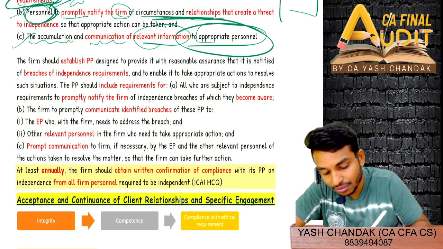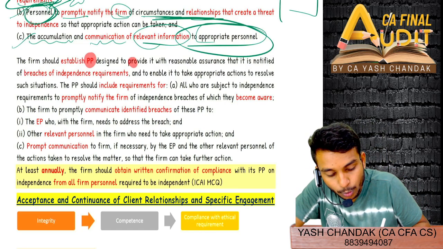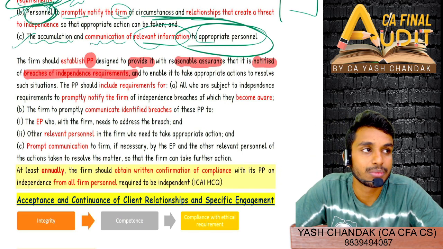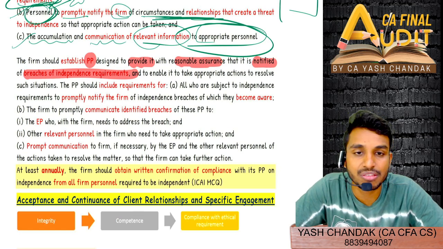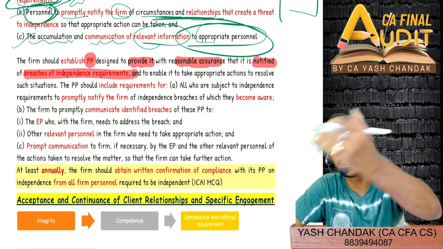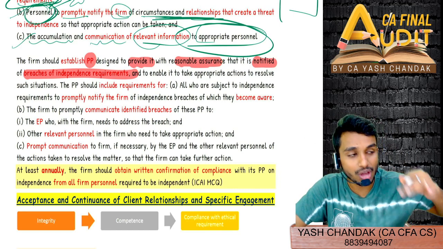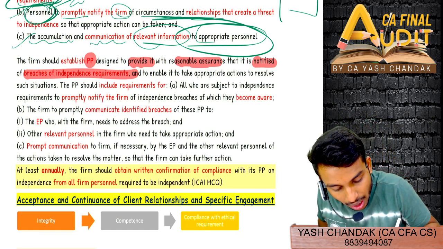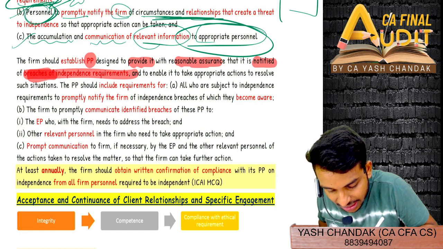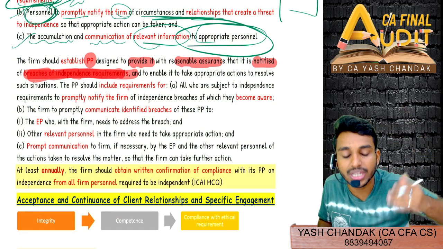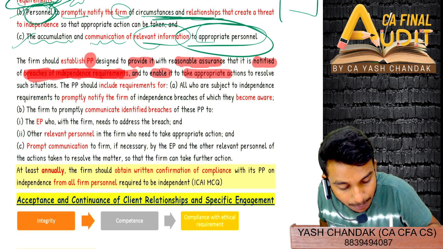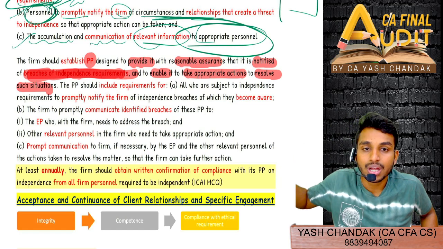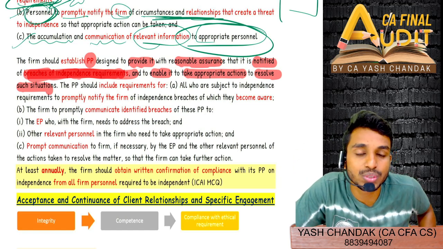So for this purpose, the firm will have to establish policies and procedures to provide it with reasonable assurance that it is notified of any breaches of the independence requirement. Whenever there is an independence breach, suppose Dhanlakshmi is not independent in our team, then our firm's policies and procedures should include all these points. That is, whenever there is a breach of independence requirement, how Dhanlakshmi will communicate to us and enable us to take appropriate actions to resolve this breach situation. That means enabling the firm to tackle the independence breach situation that has arisen.